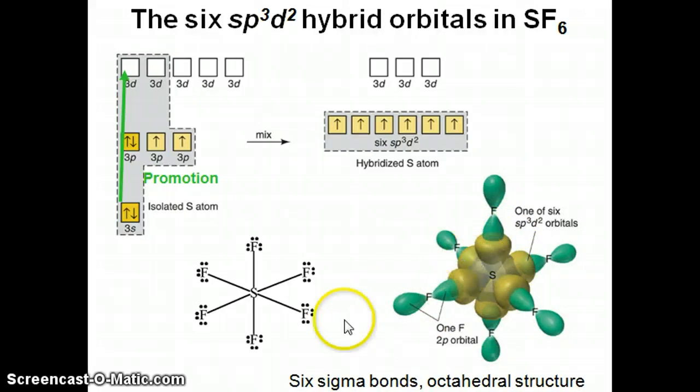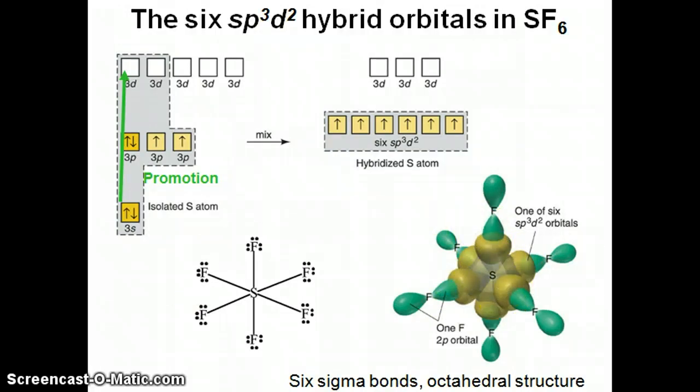That would lead us to have 6 sigma bonds, right, because of these 6 overlaps that are all cylindrically symmetric around the bond axis. And the structure would be octahedral based off the fact that the d2sp3 orbitals are octahedral.